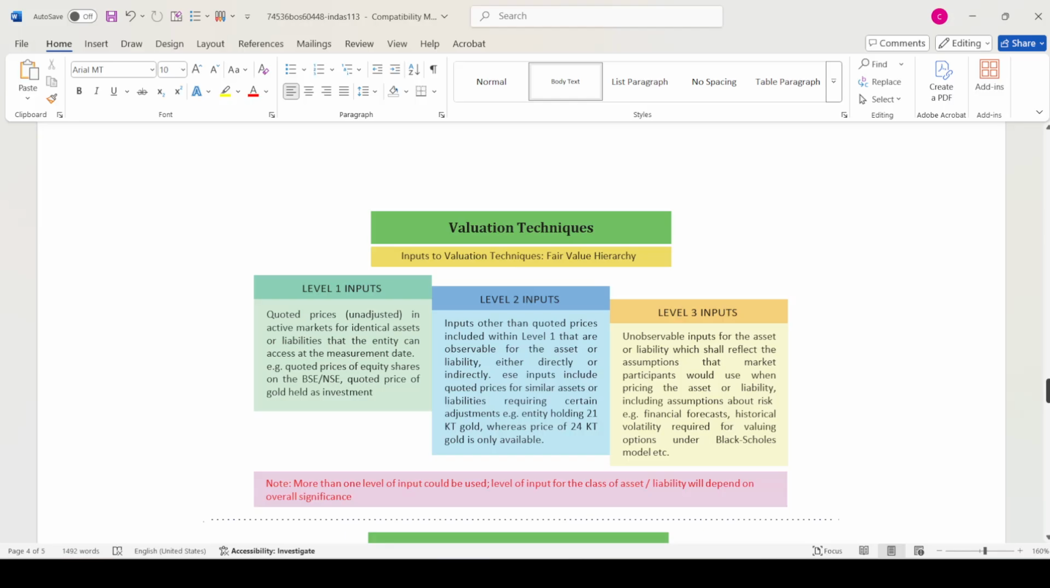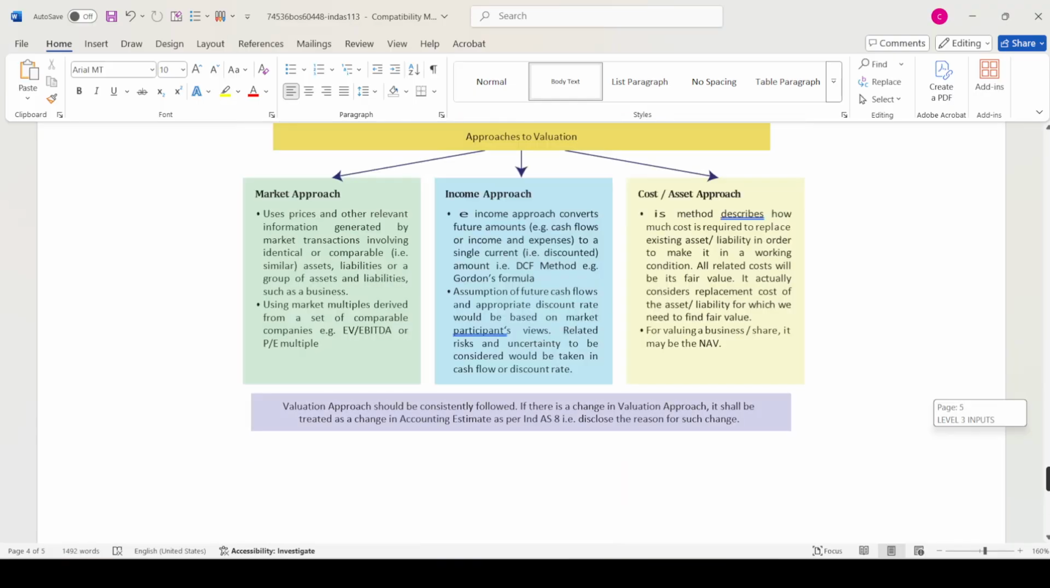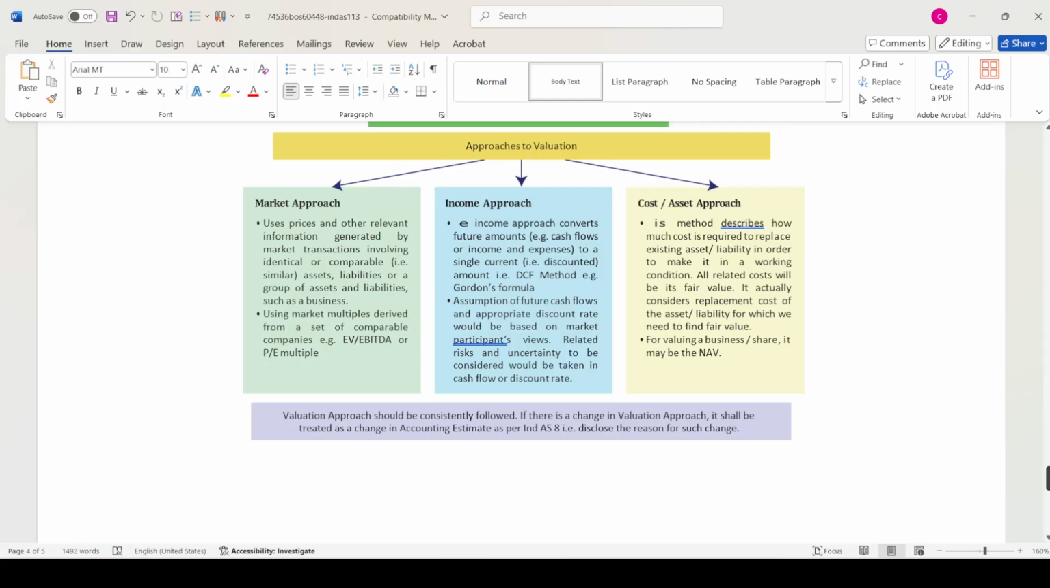So we have various valuation techniques like the market approach, income approach, and cost approach. What do you mean by market approach? Market approach is nothing but the PE ratio. We have the earnings per share of our entity, and we'll take the PE ratio of an identical or similar entity. PE ratio is nothing but market price divided by EPS. So then we will get the PE ratio.